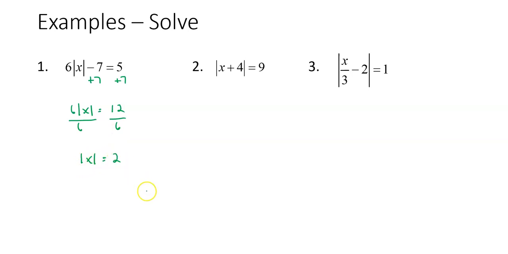So what values can I take an absolute value of and get 2? I could do that for x equals 2 and for x equals negative 2. So the absolute value of 2 is 2. The absolute value of negative 2 is also 2.